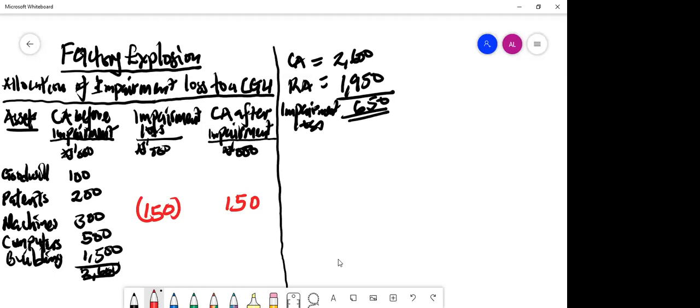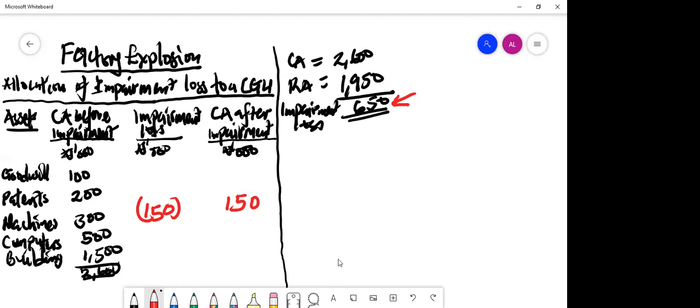Then I read again. Is there any other asset that is obviously impaired? Remember, I have 650 to allocate. I have allocated 150. It remains 500. Don't forget, it remains 500. I will now ask again: is there any asset that is obviously impaired? The examiner will tell me.